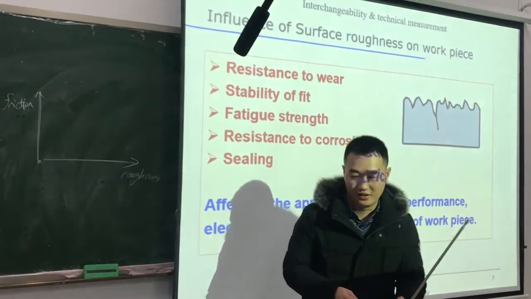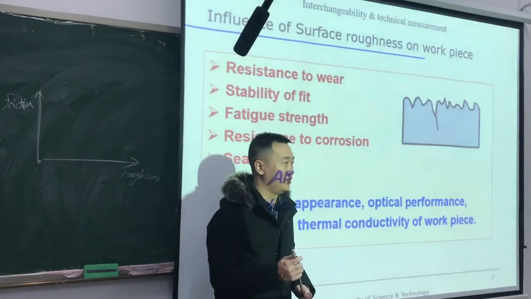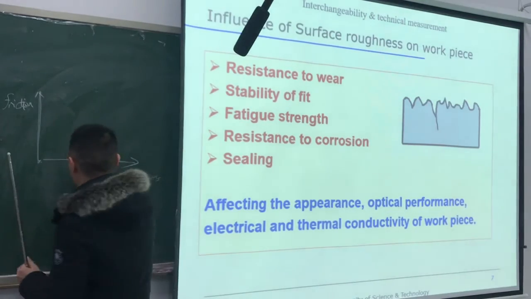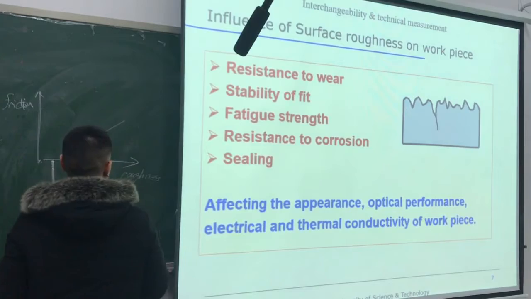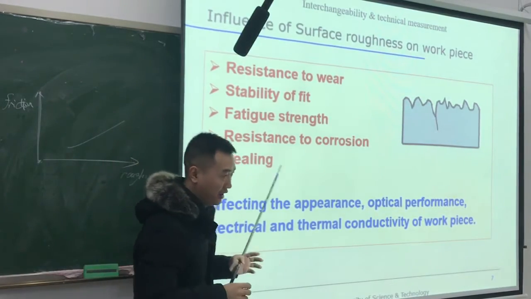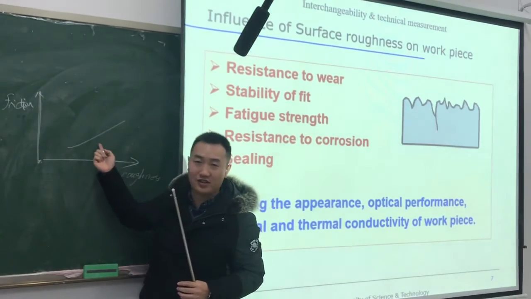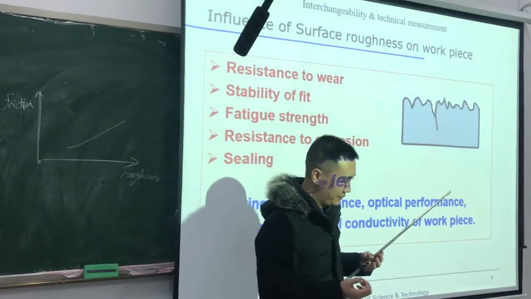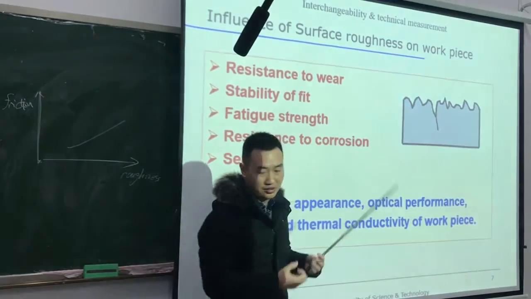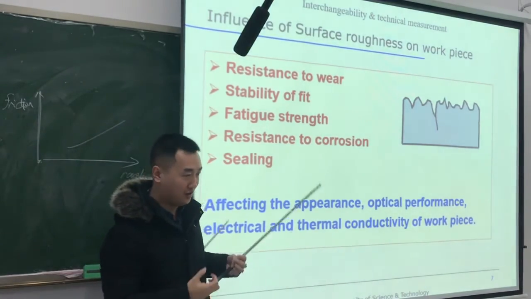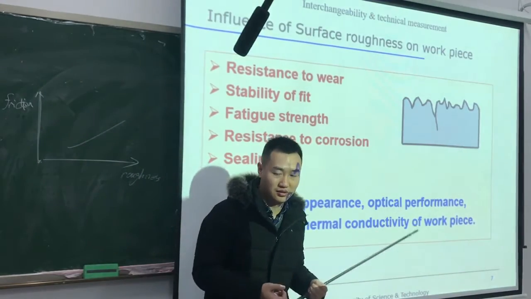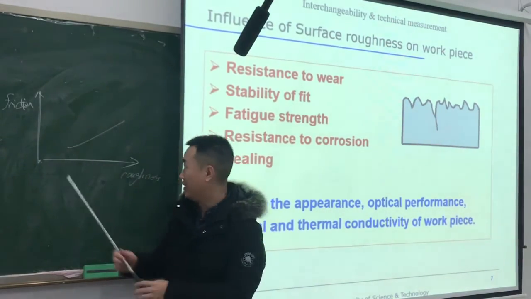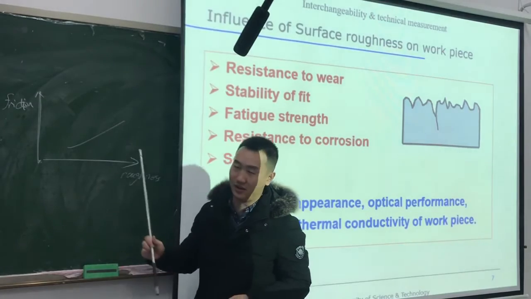Friction between two surfaces, obviously, increases. Normally, in most cases, it will increase. I think it's easy to understand, right? Because the surface is more rough, there will be more friction, and in most cases it's like this.